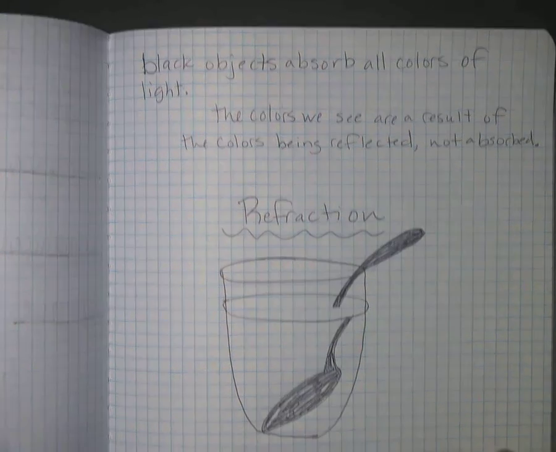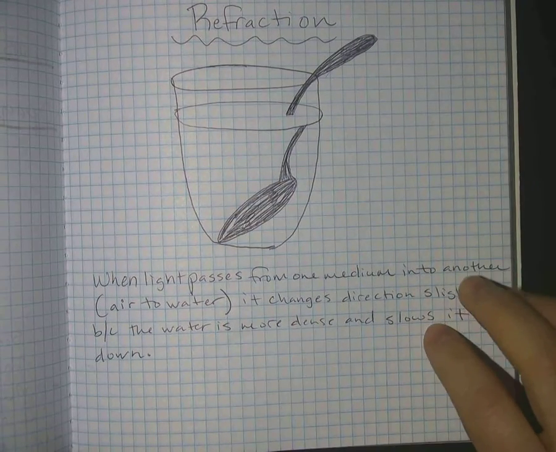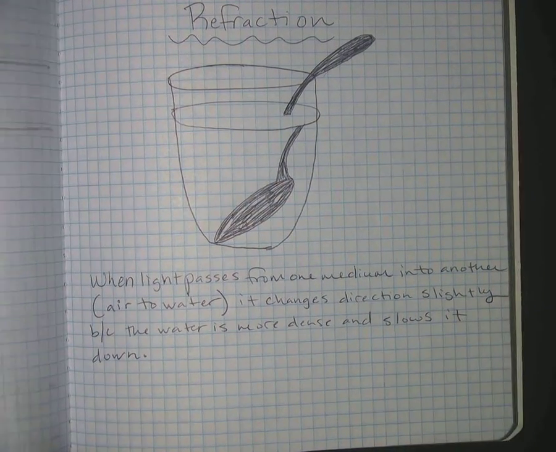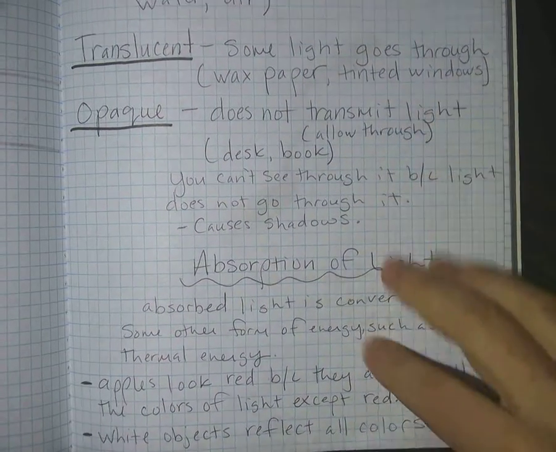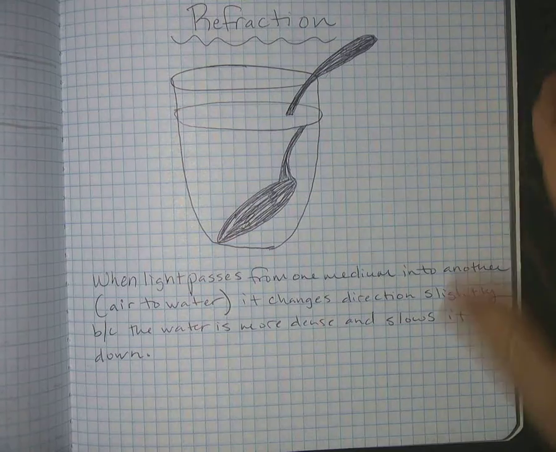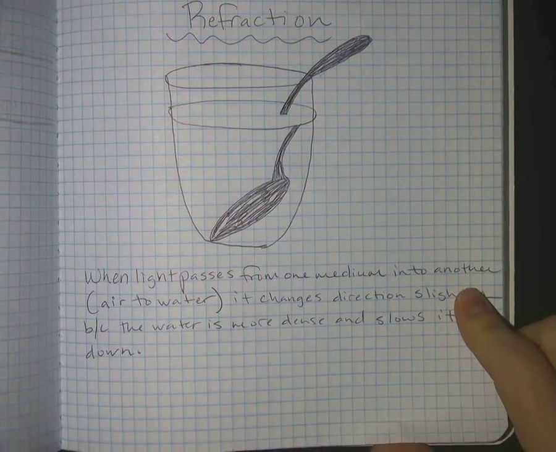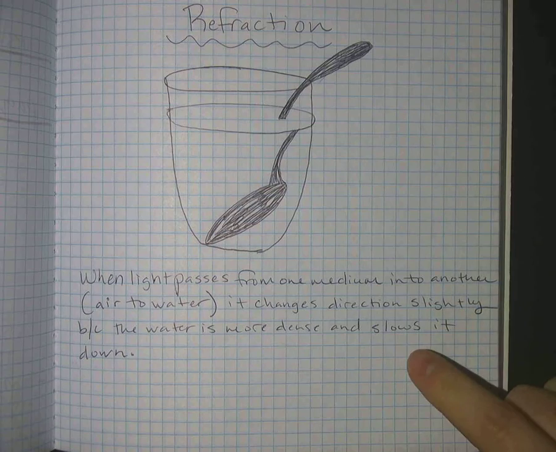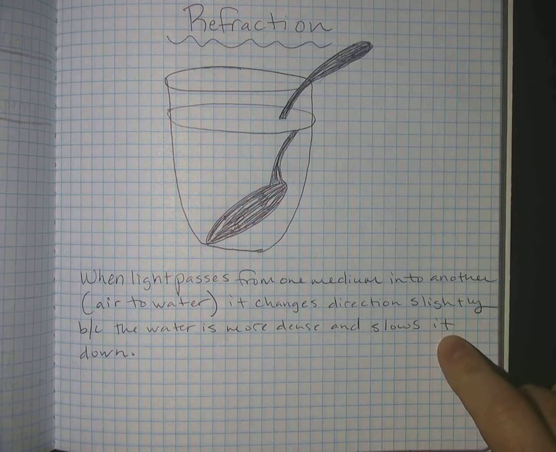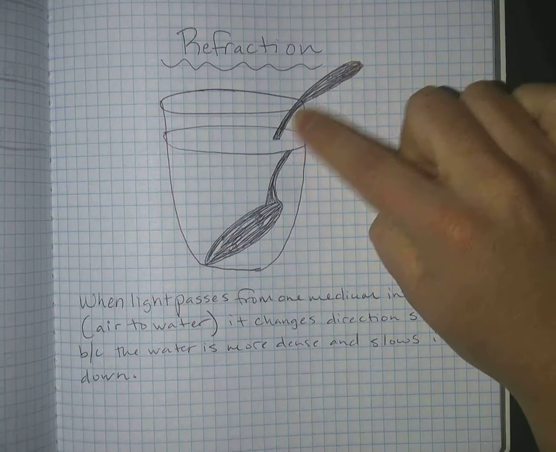Okay? And then the last concept that I skipped on accident when I was taking my notes, that was supposed to go over here with light going through objects, is refraction. Refraction is actually a pretty cool property of light. When light passes from one medium into another, it changes direction slightly because the water is more dense and it slows down the light. So look, we see the spoon up here, right?